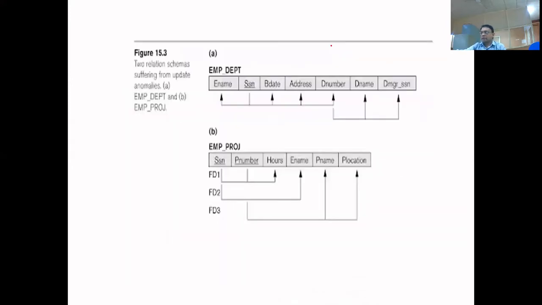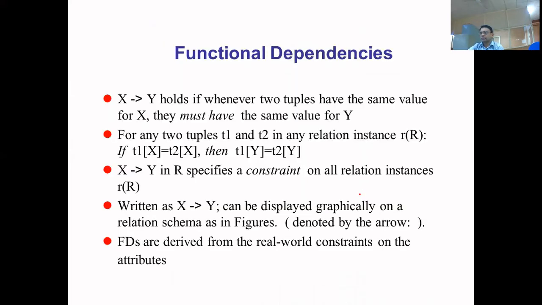So diagrammatically, functional dependency is denoted like this. SSN determines e-name, and SSN and project number together determine hours. Project number alone determines project name and project location. This is the diagrammatic representation of functional dependency.